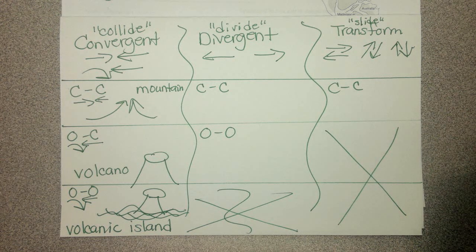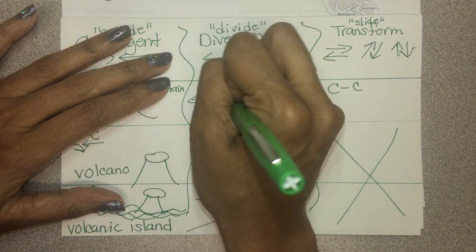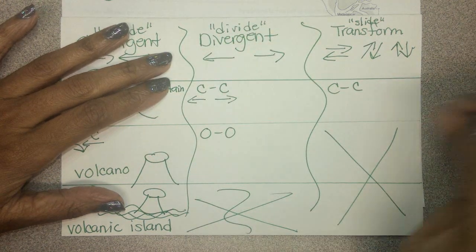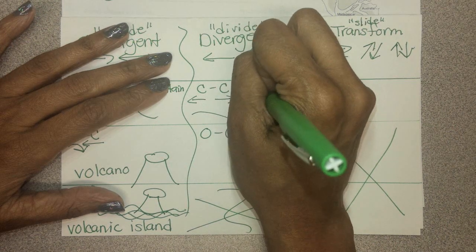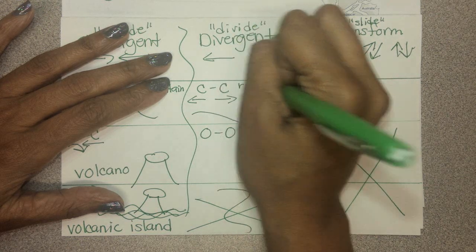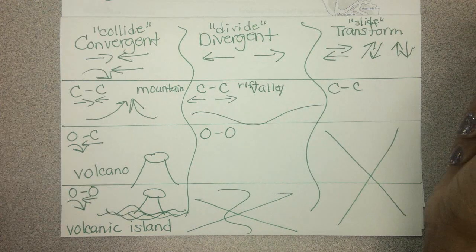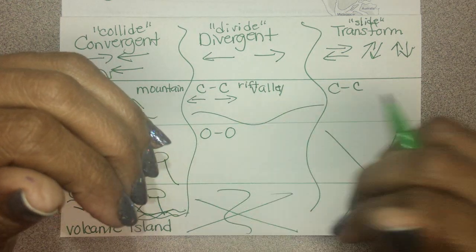All right, on to the divergent boundary. At a divergent boundary, you have two plates moving away from each other, so two continental plates moving away from each other. You're going to get a valley, and we say rift valley, or you might just see rift. So basically, the plates are going to pull apart and you get a valley.